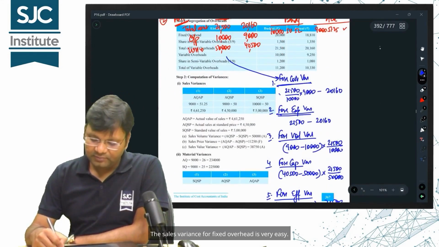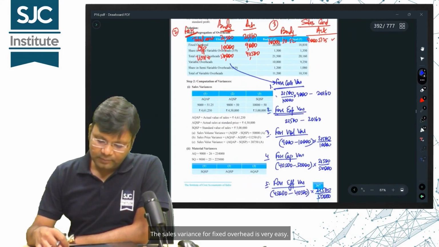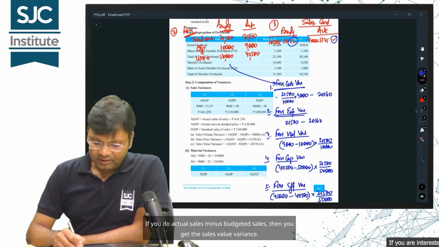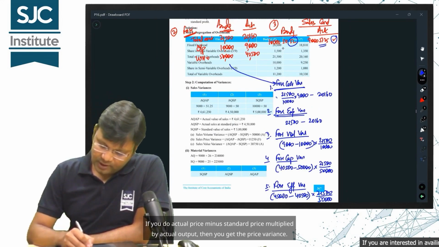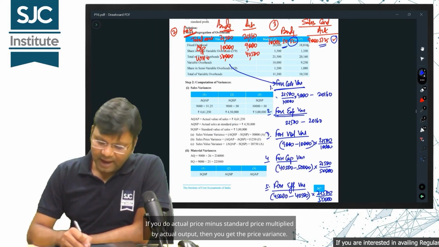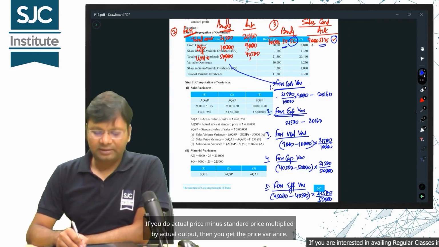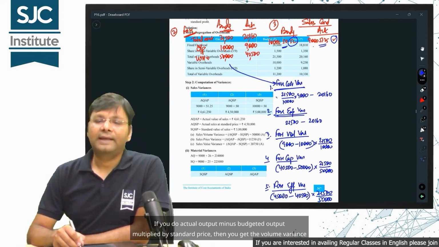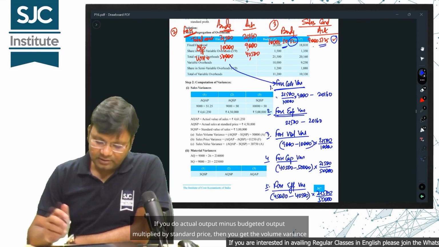The sales variance for fixed overhead is very easy. If you do actual sales minus budgeted sales, then you get the sales value variance. If you do actual price minus standard price multiplied by actual output, then you get the price variance. If you do actual output minus budgeted output multiplied by standard price, then you get the volume variance.